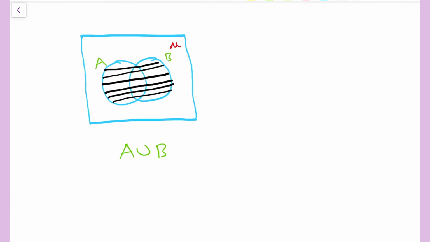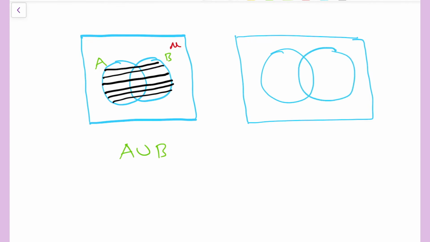Next, coming to A intersection B. First, as usual, a rectangular box, two circles inside of it. One circle is for set A and the other circle is for set B. The total rectangle represents the universal set. Now we are drawing the figure for A intersection B. A intersection B is nothing but only common, right? In these two circles, the part which is common, only that common area we need to shade. So this is the common part of both the circles. So only that we need to shade. So this is the representation of A intersection B.